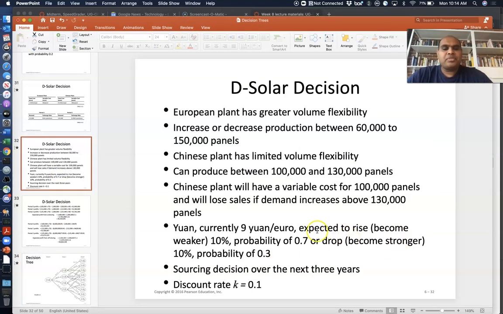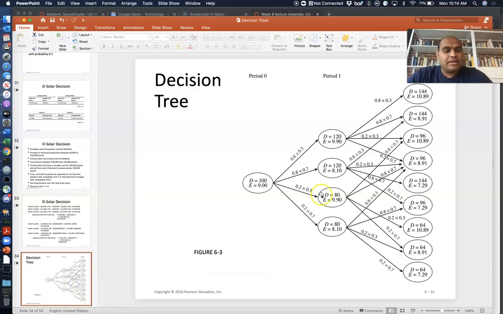Here it says probability of rise is 70% and probability of drop is 30%. When you say rise, it means that the exchange rate becomes stronger. And when you say fall, when you say drop, you're saying that the exchange rate becomes weaker for yuan. That's the context in which you're looking at that.